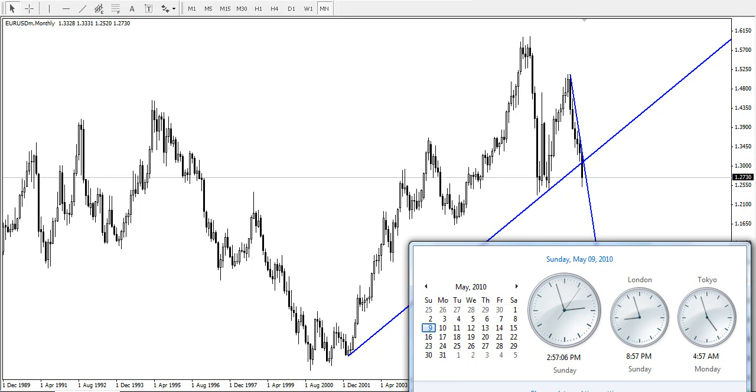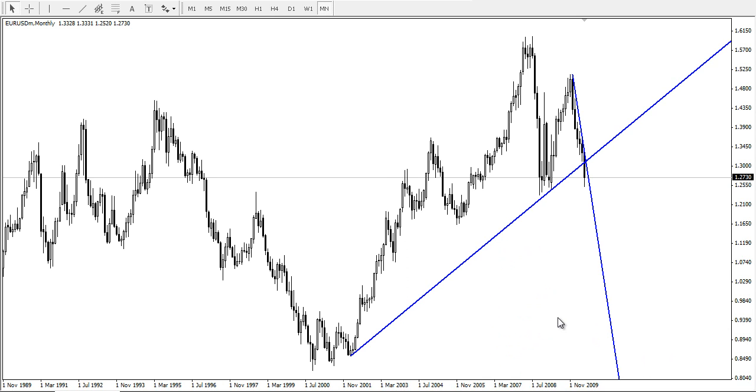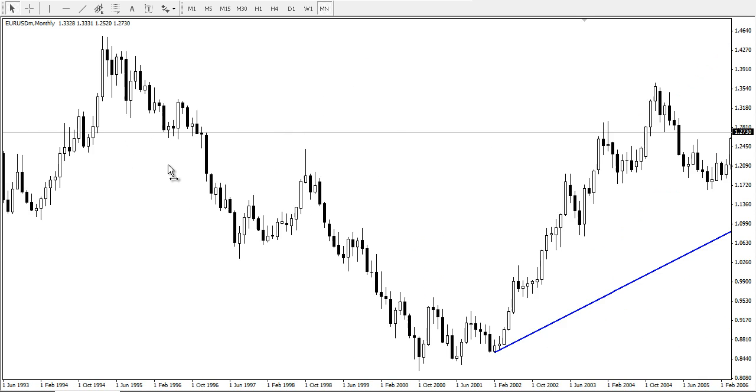Today is Sunday, May 9th. It's about 3 o'clock p.m. here. So we're looking at a chart of the Euro US dollar again. This is a monthly chart, so each bar is 1 month. And as you can see, we've drawn a couple trend lines in here.